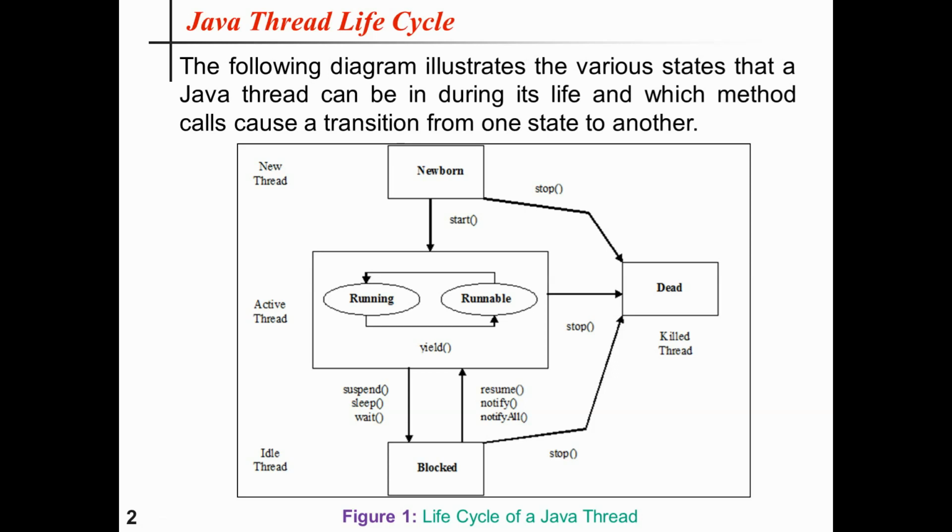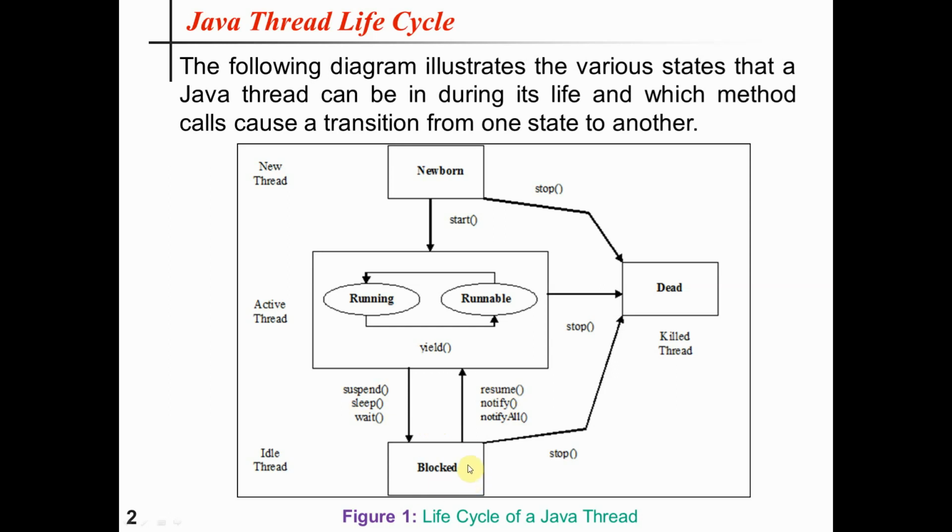So this is about the block state, and it has five substates like waiting, sleeping. For waiting, it has wait, and it is related to notify or notifyAll. Then comes sleeping, related to the sleep method, which has two overloaded versions. Then comes suspended, related to suspend and resume. Then comes blocked on IO, and lastly blocked on synchronization. So these are the five substates of the block state.